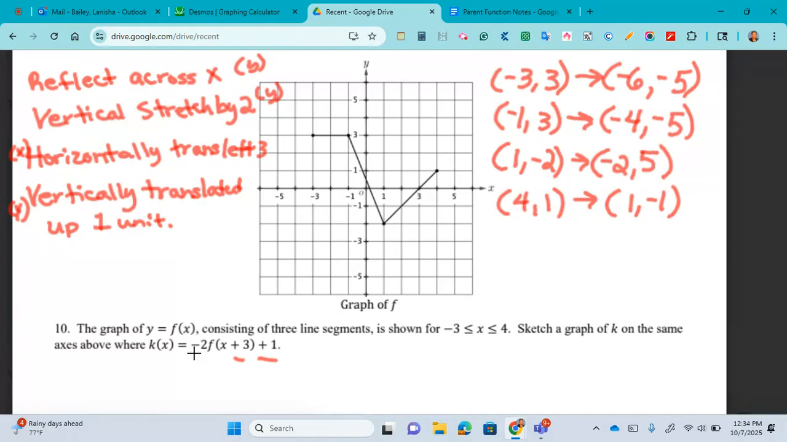So we have our points, -6, -5, -4, -5, -2, 5, and 1, -1.